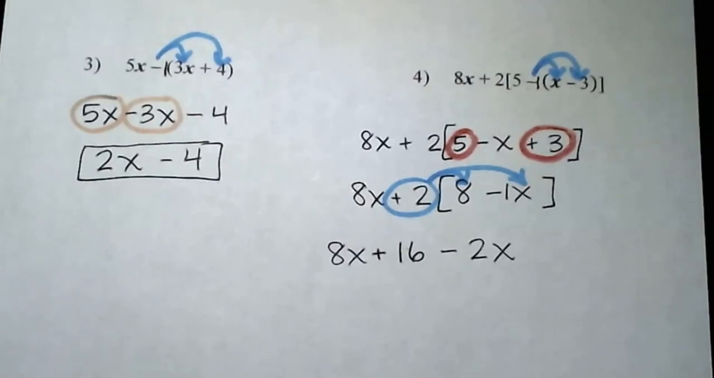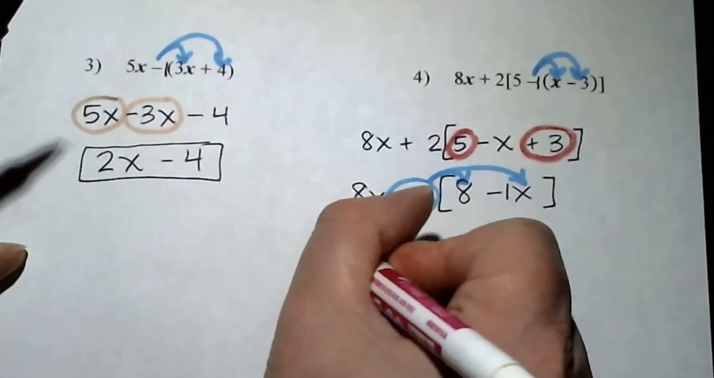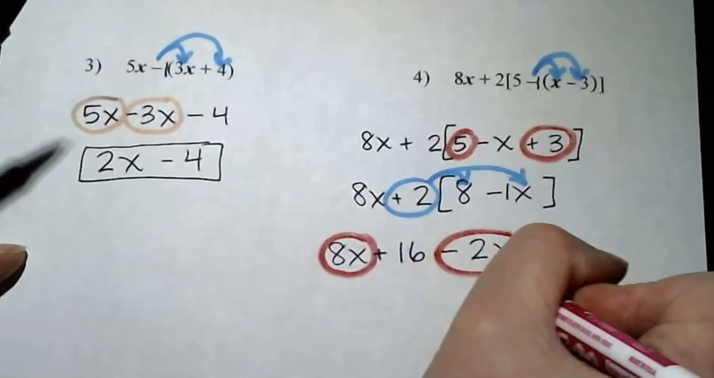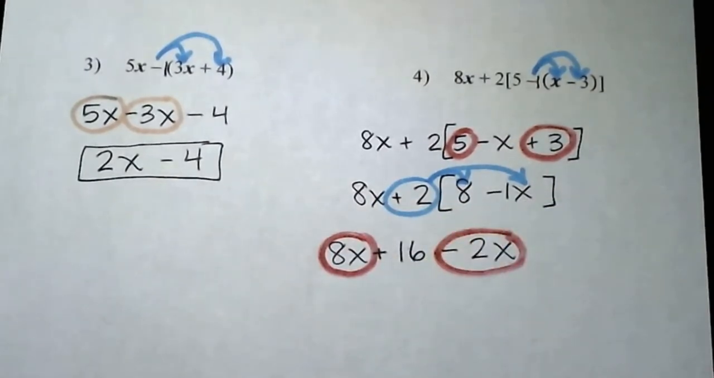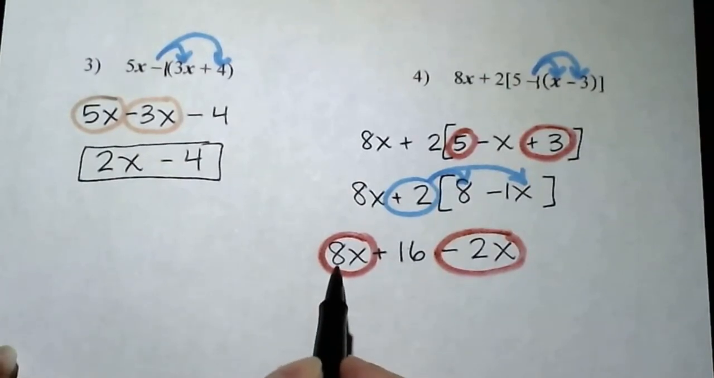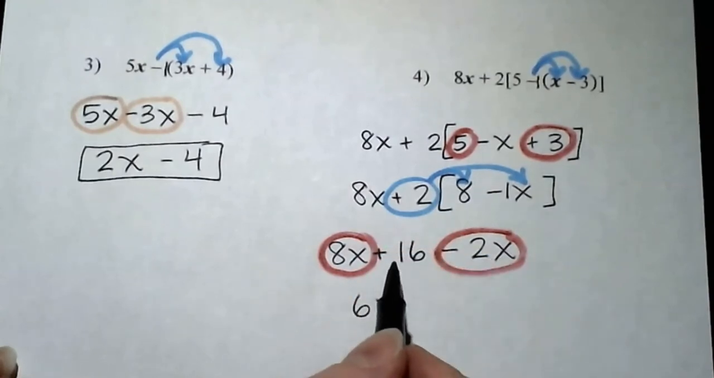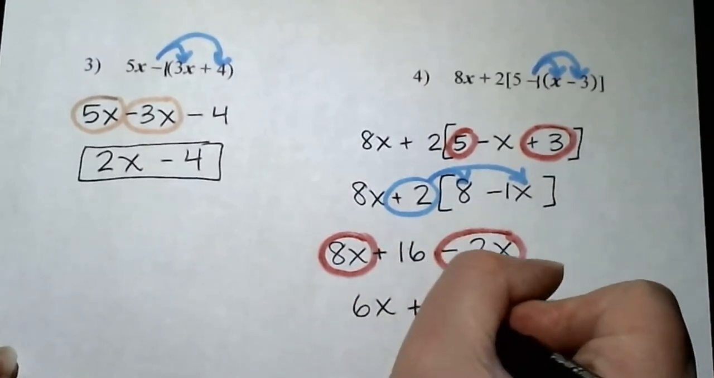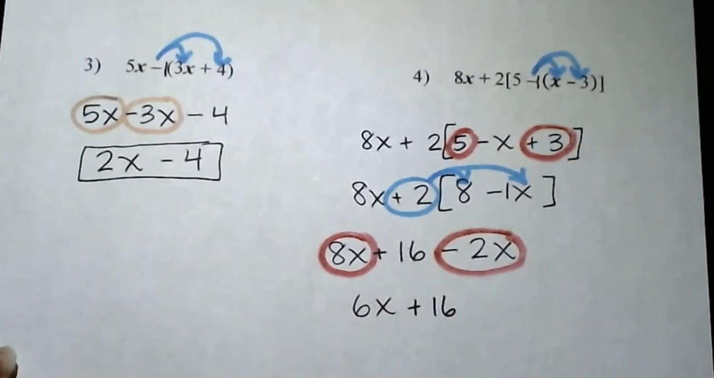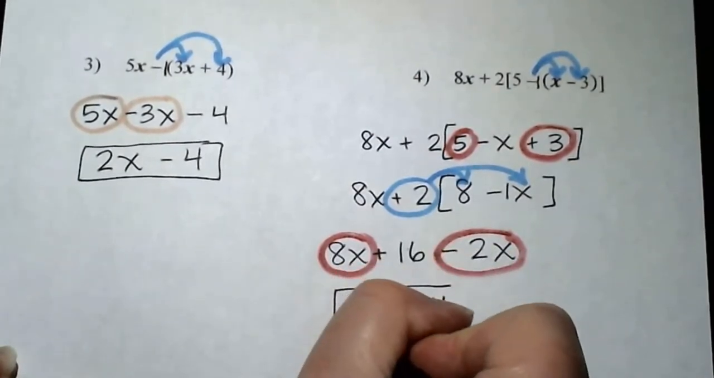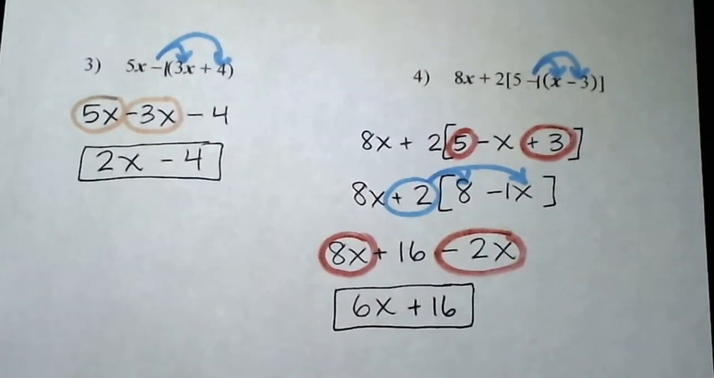Finally, all of the parentheses and all of the brackets are cleared. Now I'm going to take one more look at it and see if there's anything else I can do. I see like terms that can be combined again right here. And take the sign in front of each one when you do this. It's a positive 8 minus 2. 8 minus 2 is 6x plus 16. Those are not like terms. They cannot be combined. So this is your final answer. And that one's done.